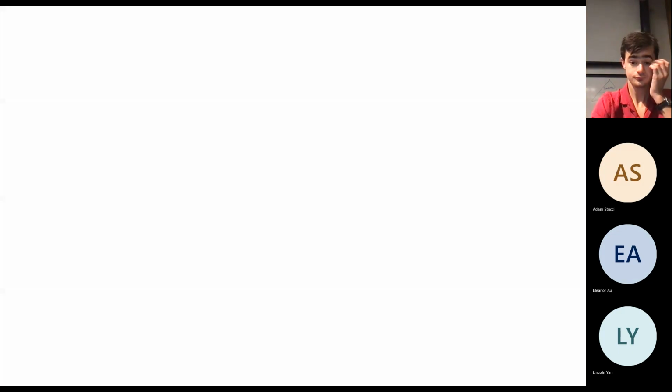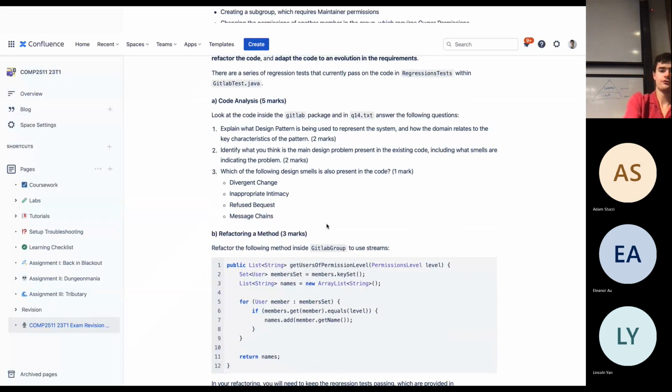Okay, code analysis. Look at the code inside the GitLab package. We did that. Answer the following questions. Explain what design pattern is being used to represent the system and how the domain relates to the key characteristics of the pattern. Shout out, what is it? Composite pattern. Yep, you see the words tree, leaf node, compound node, composite pattern.